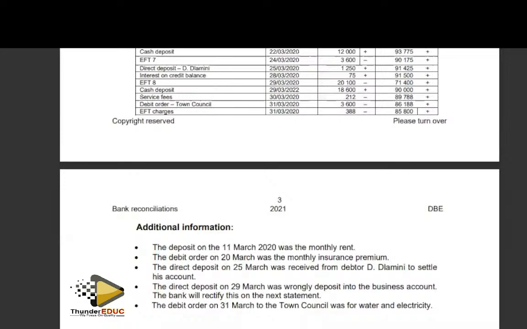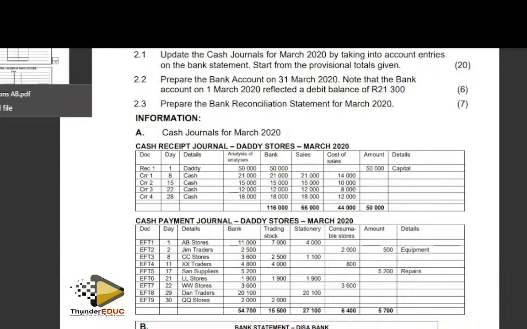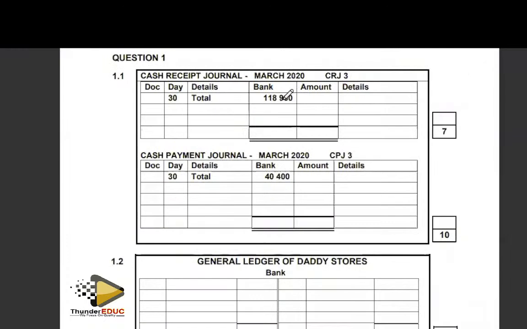The first thing you do is take the totals given to you. We are going to start with these totals in the bank column of the cash receipts journal. We also take the bank column of the cash payments journal, then we adjust accordingly. This is 116,000. Let me change it here. It was a typing error. So this is supposed to be 116,000.